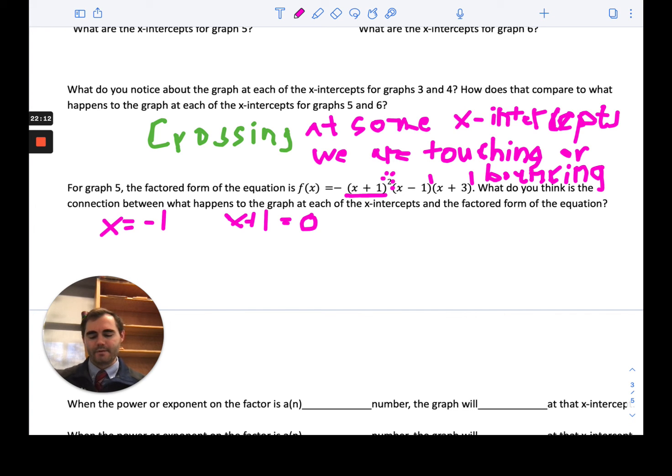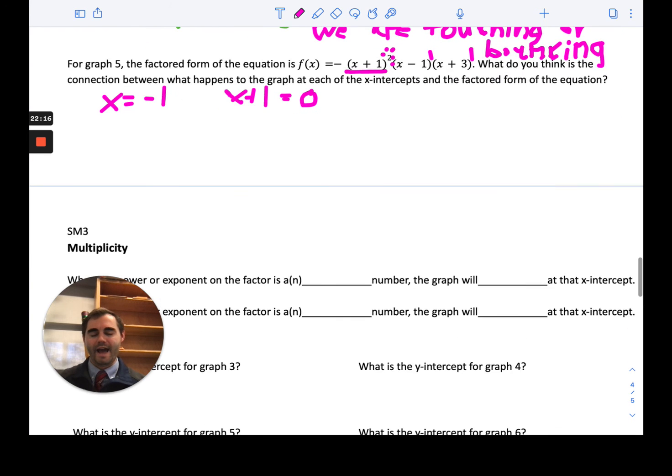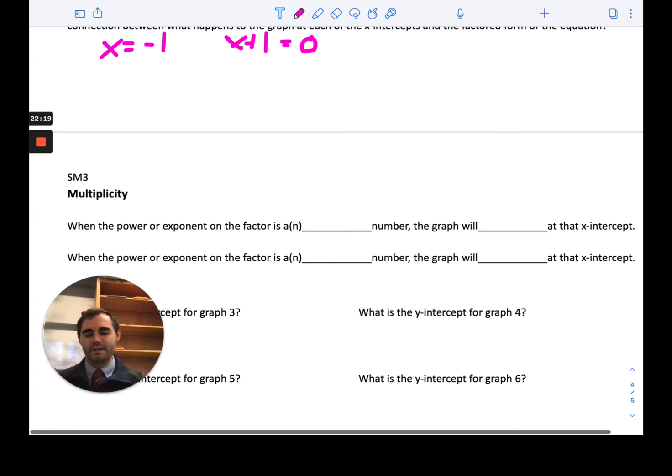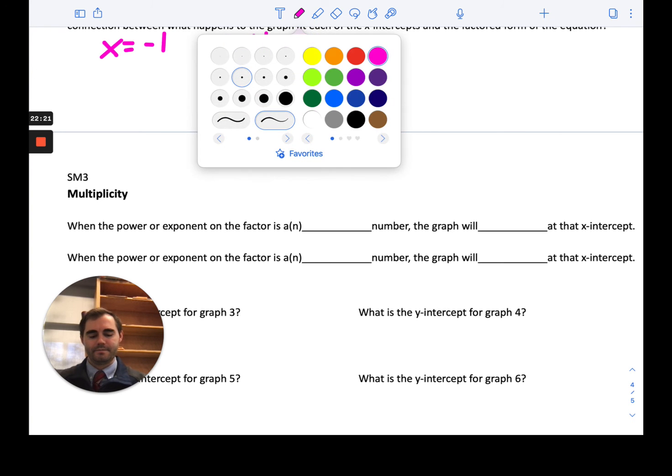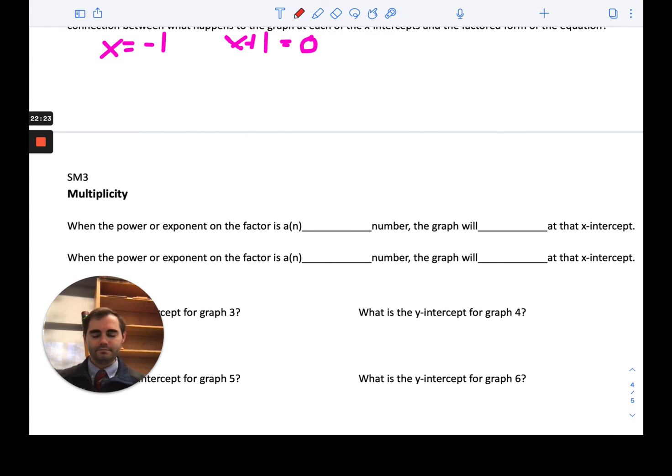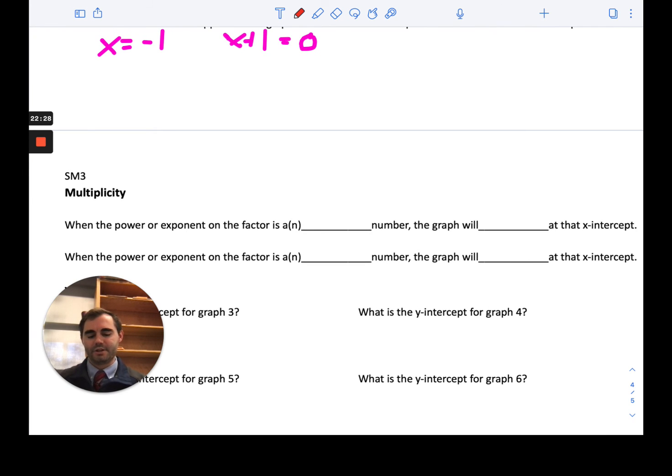So I think probably what this is, and in fact, actually, as it turns out, this is what happens with the graph. So let me change my color here real quick. When the power or exponent on the factor is an even number, so remember we had that 2 there, and that's an even number, right? The graph will touch, or if you prefer the term bounce, right? Touch or bounce.